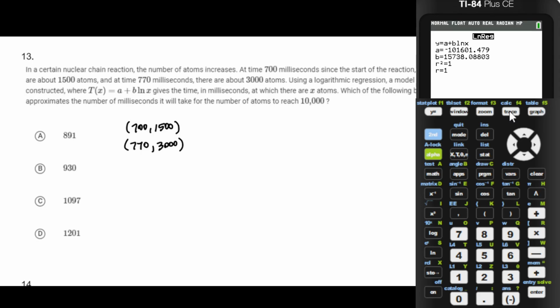So we want to know when the number of atoms reaches 10,000. Let's see. We're looking between 800 and 1200. So I'm going to do this one by graphing. I already did one with a table. So I've got this one. I need to get rid of... Come on. There we go.